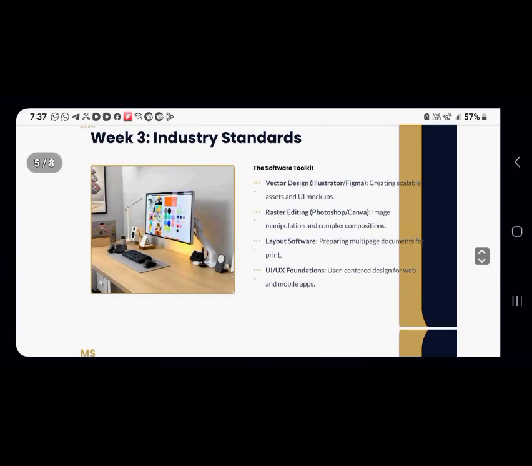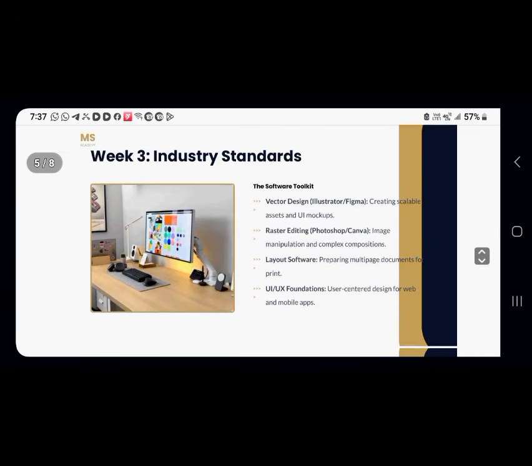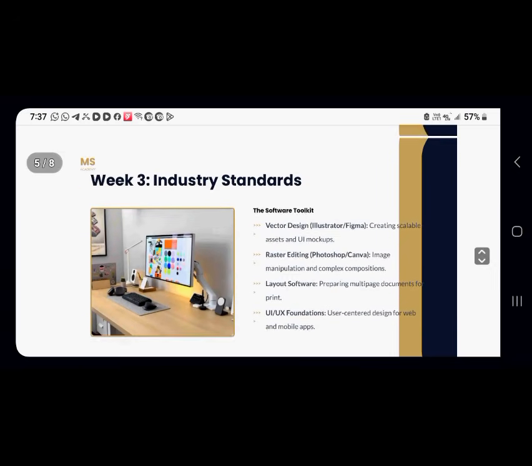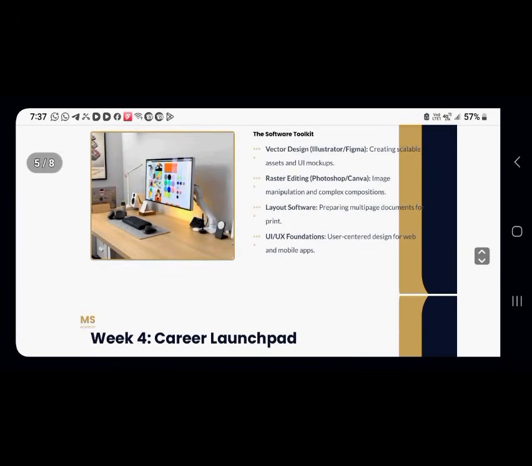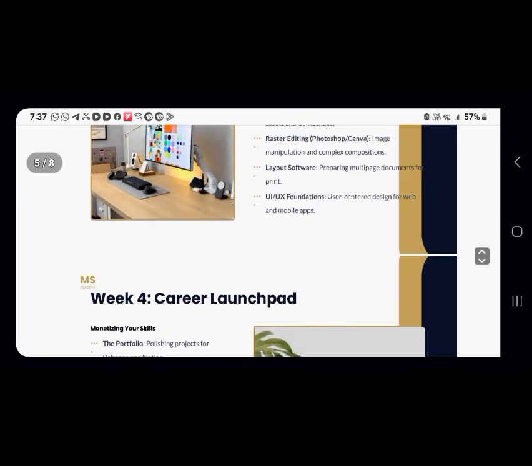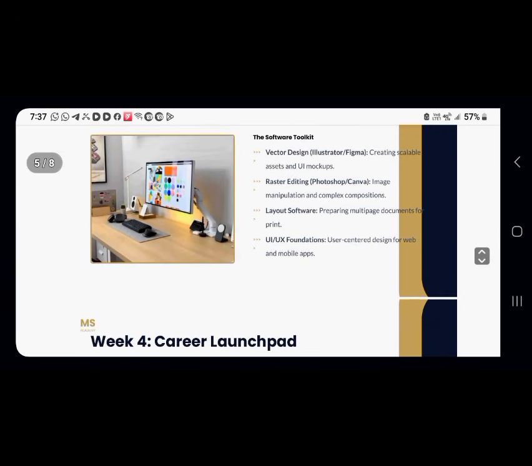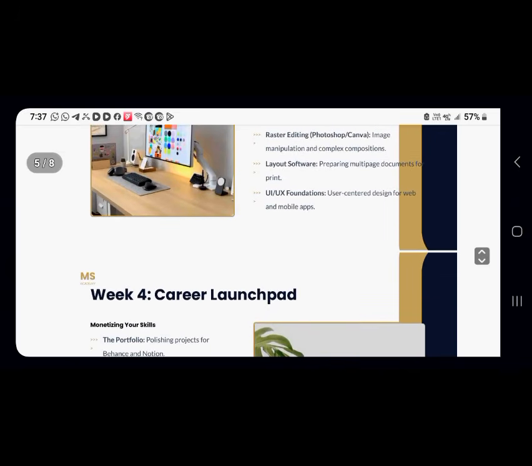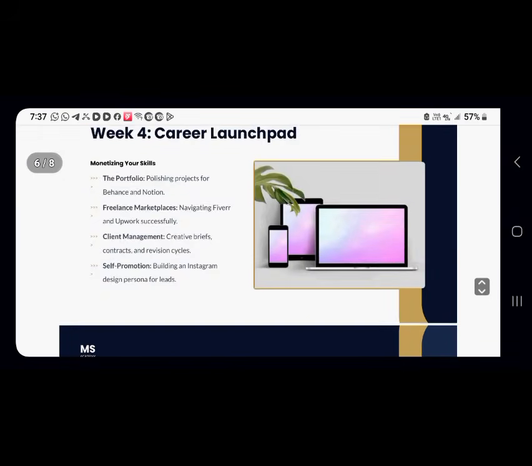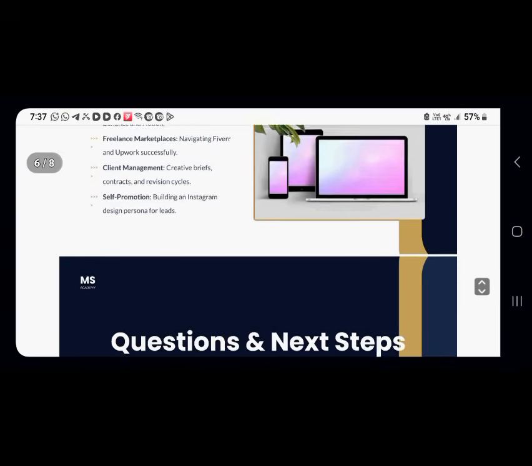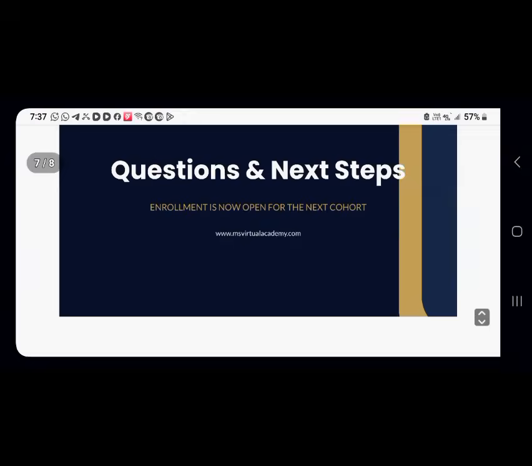Then week three: industry standard vector design, Illustrator. We won't be working with Figma. We'll be working on restoring and editing, Photoshop and Canva, but we won't be working with Photoshop basically. We'll be working with CorelDraw and layout software, UI UX foundations. And week four: the portfolio, freelance marketplace, client management, and self-promotion.